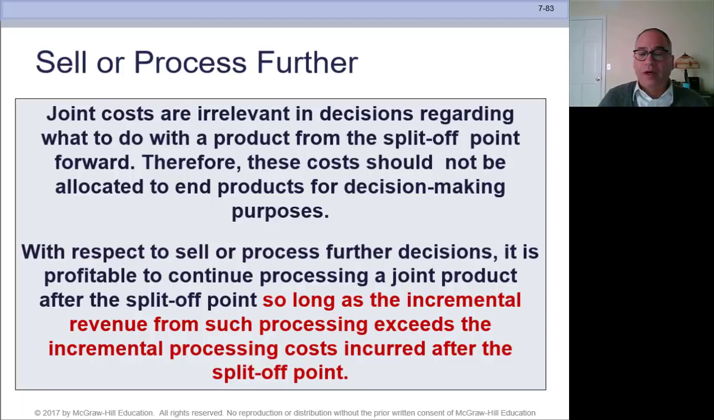And then what you want to do is see what the incremental revenue is from further processing versus the incremental cost. So if you're looking at leather versus raw hide, you would ask yourself, how much more can I sell the leather for than the raw hide? And how much more is it going to cost me to process the leather out of the raw hide? And you would look at those incremental costs.